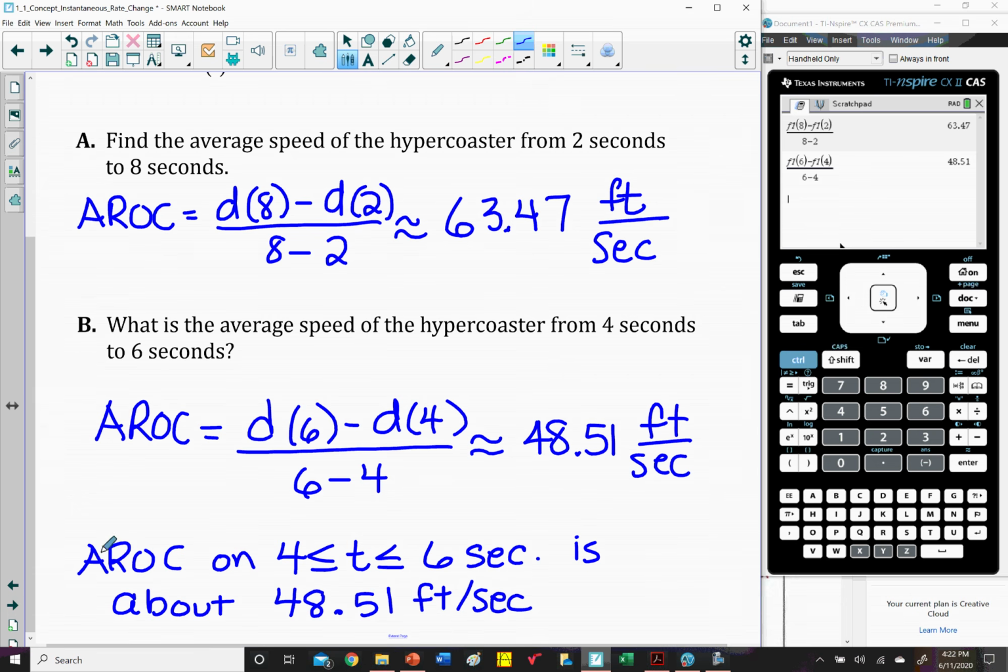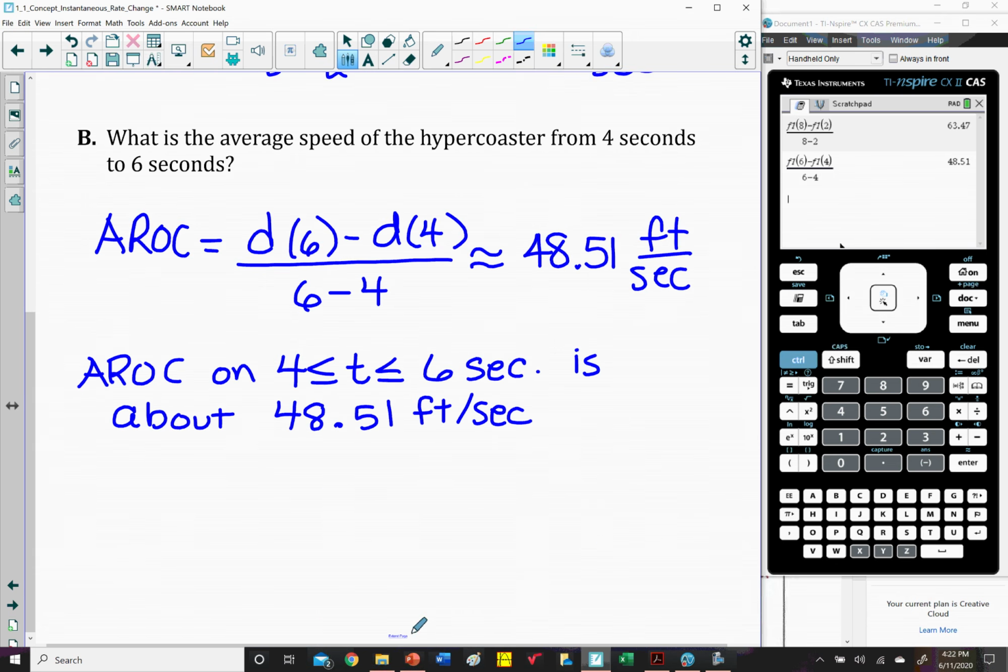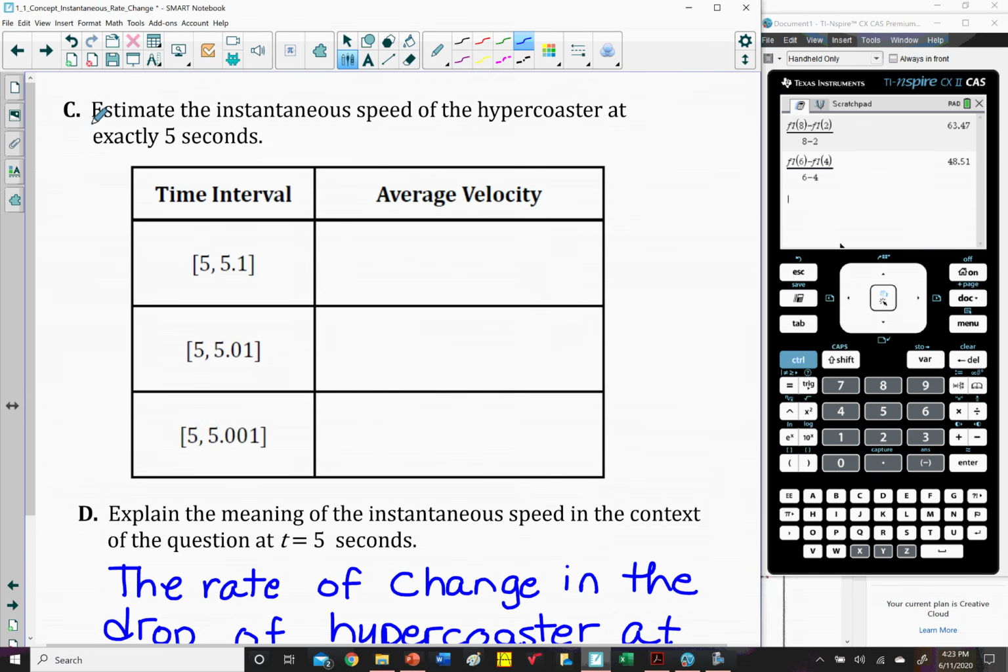So in explaining that, we could say the average rate of change on the time interval from 4 to 6 seconds is about 48.5 feet per second that the hypercoaster is dropping. Excuse me. On part C, estimate the instantaneous speed of the hypercoaster at exactly 5 seconds. So you can see what we're doing, the same as the Tower of Pisa. So stop the video and calculate that, and then come back to see if we have the same answers.